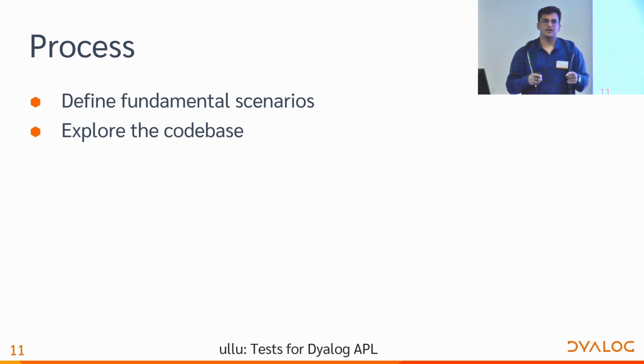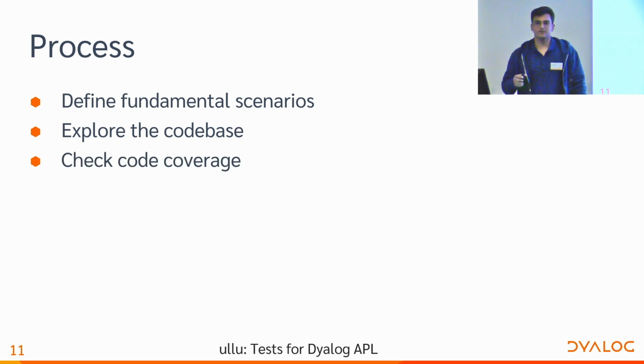Then after that, when we are satisfied that this is everything I can think of as an APL developer, we explore the code base and see how the C developer thinks it was implemented. We find cases that were optimized for some specific case, check how it was written, then we check for code coverage.